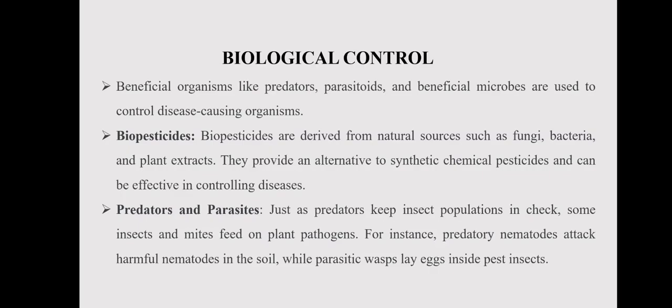Now, biological control. We can use biopesticides, predators, or parasites. Biopesticides are derived from natural sources such as fungi, bacteria, and plant extracts. Same as insects, pathogens are also affected by predators and parasites, which can keep disease infestation in check.